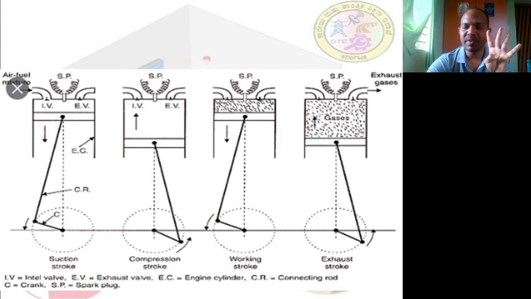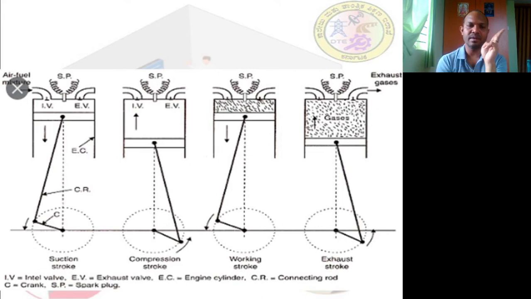Is that okay? Let me tell you once again. The inlet valve is open, the outlet valve is closed, and the piston moves from TDC to the BDC, which creates a partial vacuum so that the fresh air-fuel mixture will enter into the engine cylinder. Third point, what happens?